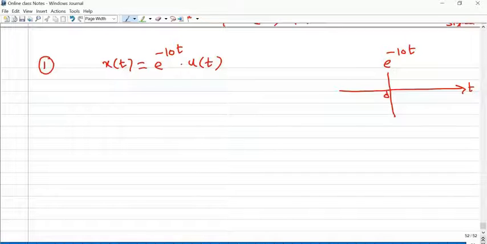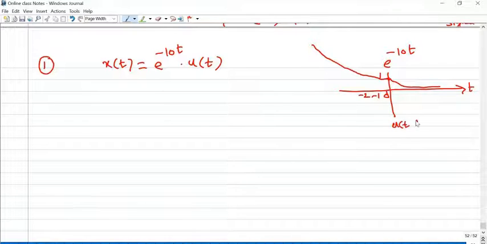At t equal to 0, e power 0 is 1. Then e power minus t is a decreasing exponential on this side. For negative values of t, say minus 1, minus into minus gives plus, so e power 10. At minus 2, minus into minus, e power 20. So for negative values of t, you will get an increasing exponential.